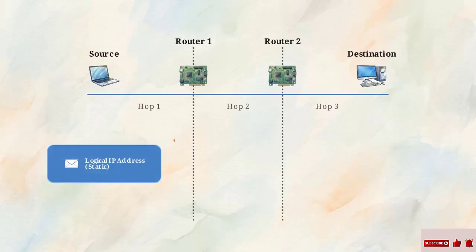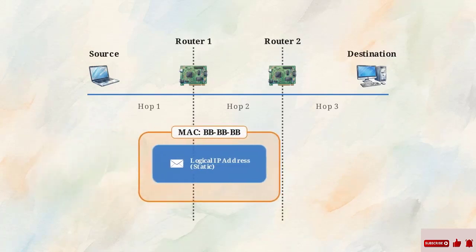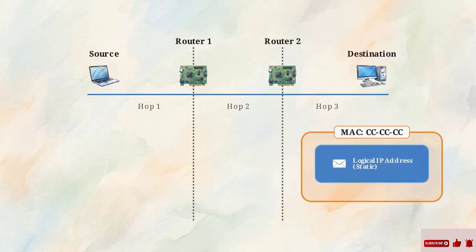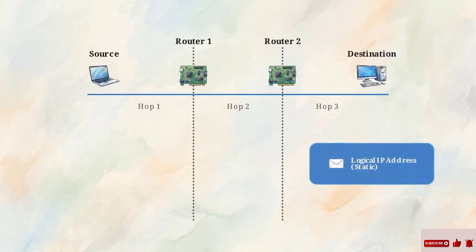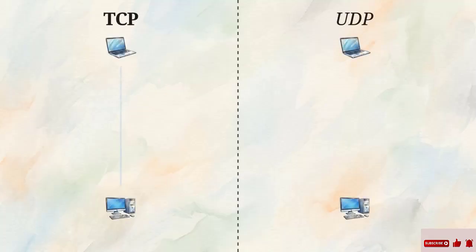This establishes the core rule of routing. The logical IP address dictates the final destination and remains static. The physical MAC address dictates only the current physical link, and it is actively rewritten at every single hop. The moment the packet reaches its final destination IP, the routing process ends and the transport layer takes control of the payload. The transport layer relies on two primary delivery protocols.